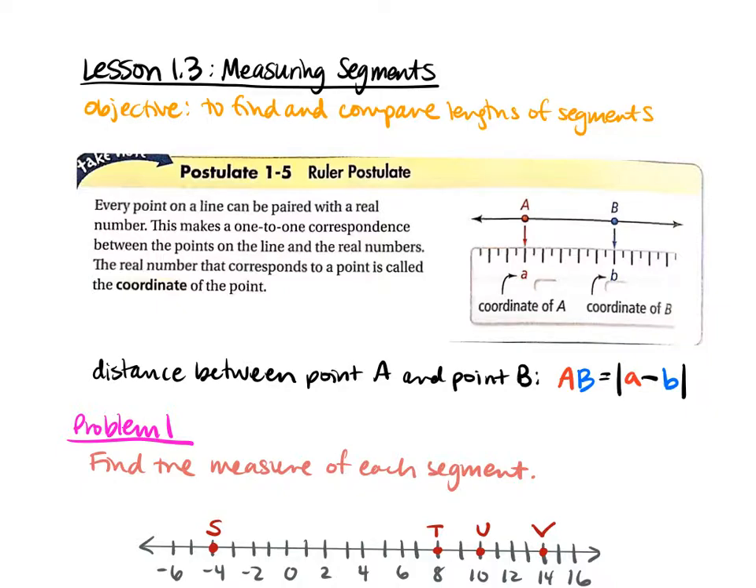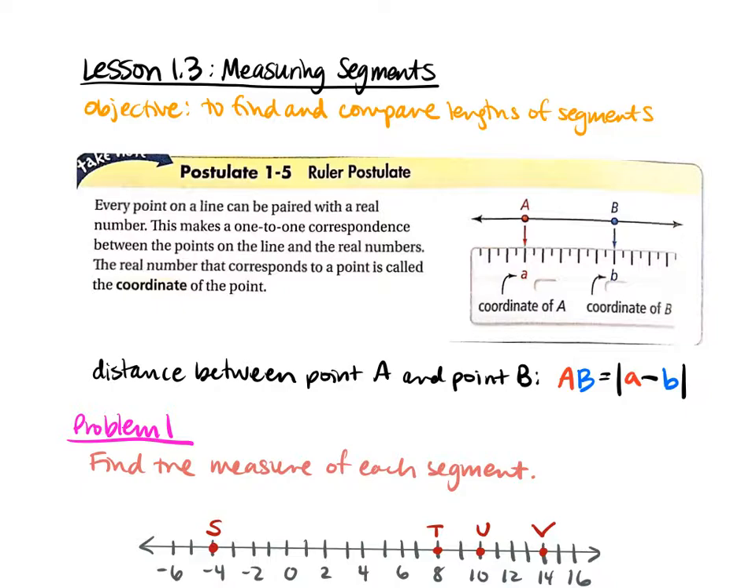It's basically the distance between 2 points. So every point on a line can be paired with a real number, and this makes a one-to-one correspondence. This is basically like a number line, kind of just a formal definition of a number line, and how you can use a ruler to measure between 2 points on a number line. And this distance between 2 points on a number line is calculated as the absolute value of the difference between the coordinate of your first point and the coordinate of your second point. You would never have a negative distance.